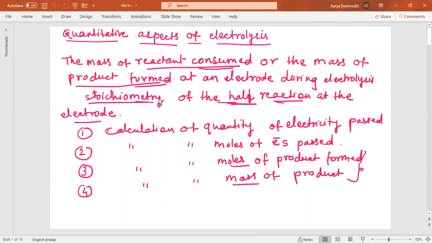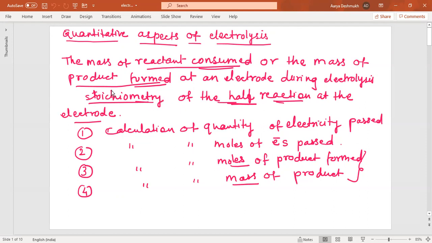Stoichiometry is nothing but the number of moles reacted and the number of moles of the product formed. We use this stoichiometry to balance the reactions. The number of moles of reactants reacted and the number of moles of product formed should be balanced. That is nothing but the stoichiometry of the reaction. So the stoichiometry of the reaction at the electrode can be used, and with this the mass of reactant consumed and the mass of product formed during electrolysis can be calculated.